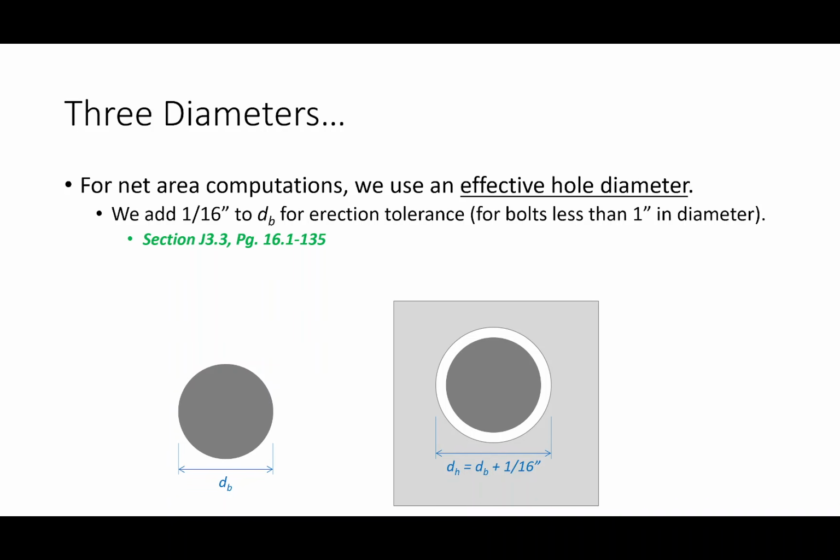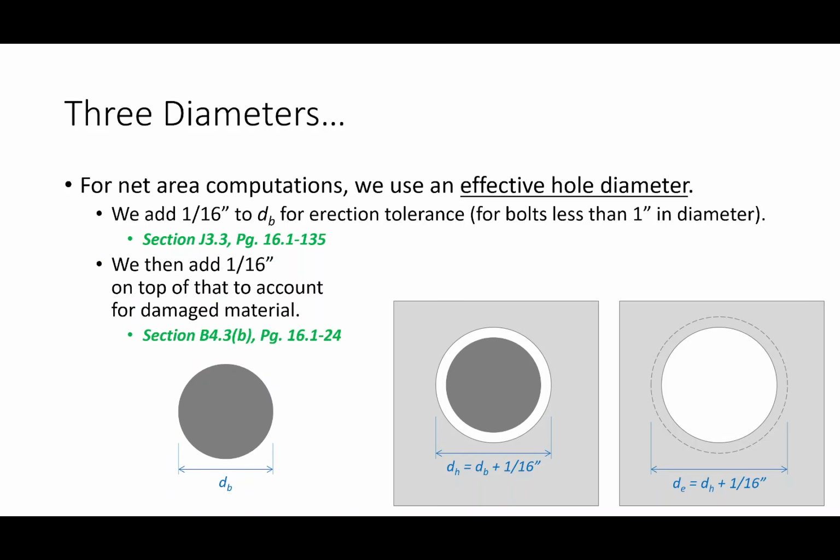But the other thing that we do, whenever we're looking at the hole net area, is we use an effective hole diameter. So the actual hole diameter is a 1/16 of an inch bigger, but we add another 1/16 of an inch to account for what I'm calling damaged material. When we look at the plate of steel, we're assuming that this little lip of material around the bolt hole really isn't effective in transferring stress to the main body of the member. It's just kind of a rough surface condition, so we remove that from the area.